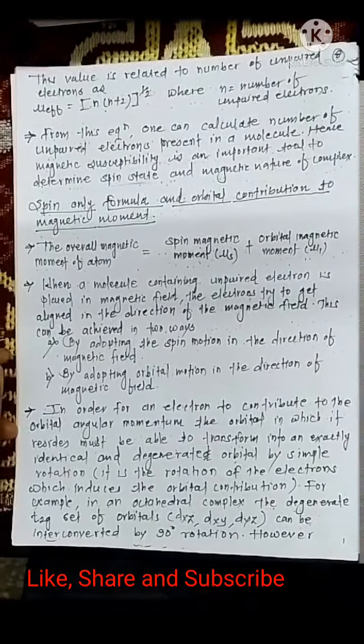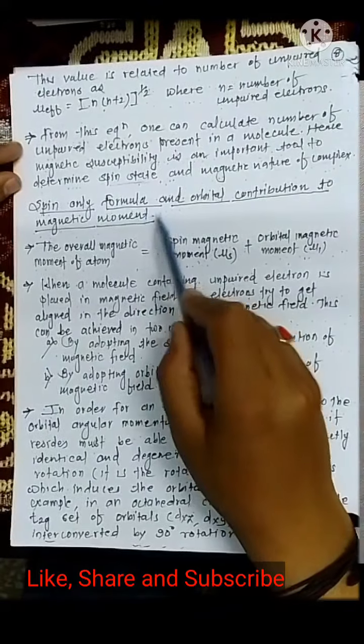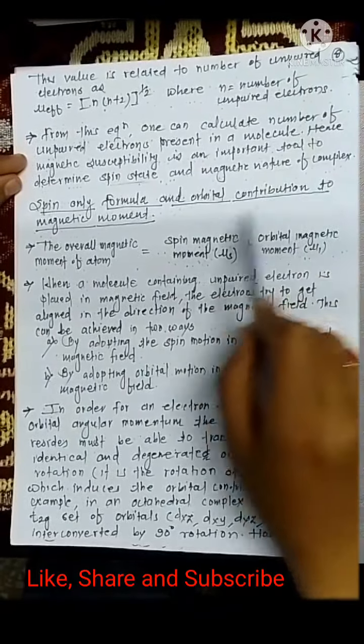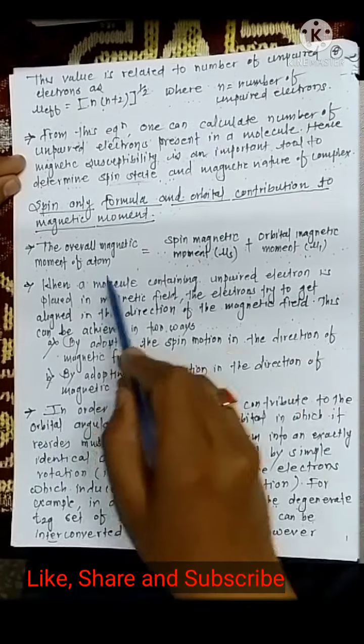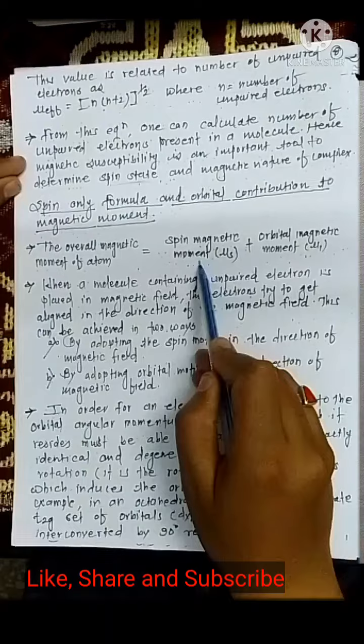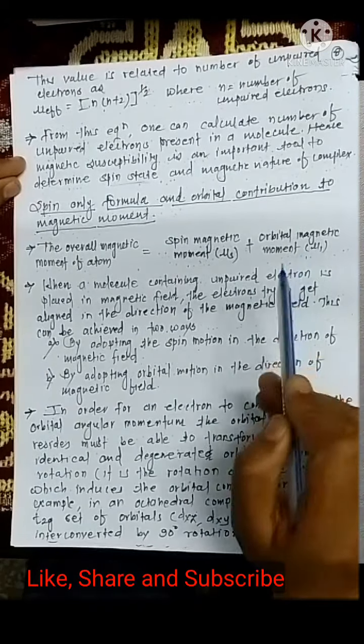Good morning, students. Today we are going to discuss the spin-only formula and the orbital contribution to the magnetic moment. The overall magnetic moment of the atom is equal to the spin magnetic moment, that is mu s, plus the orbital magnetic moment, that is mu l.